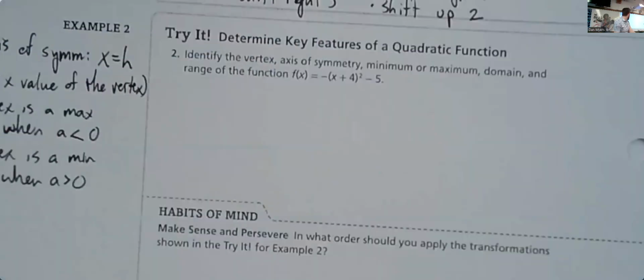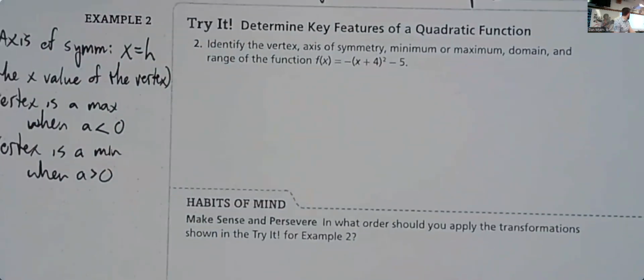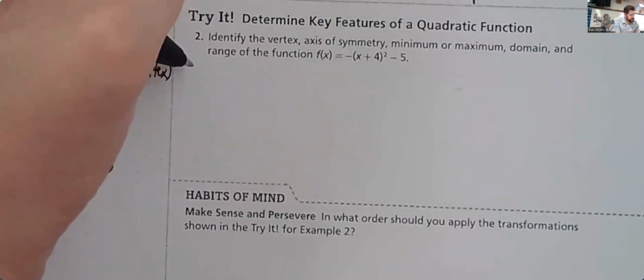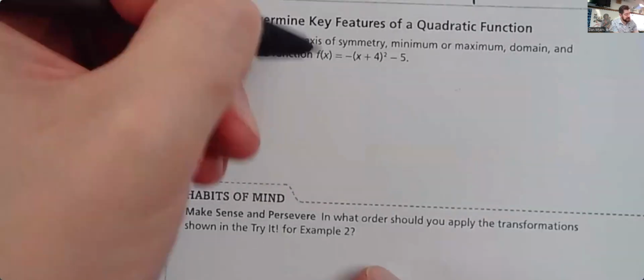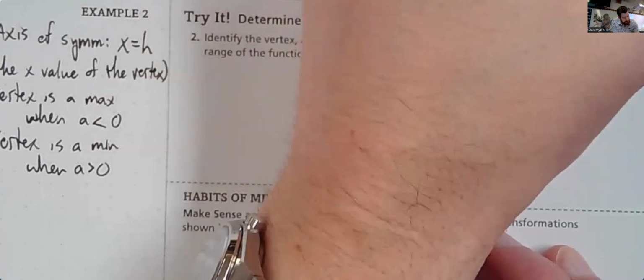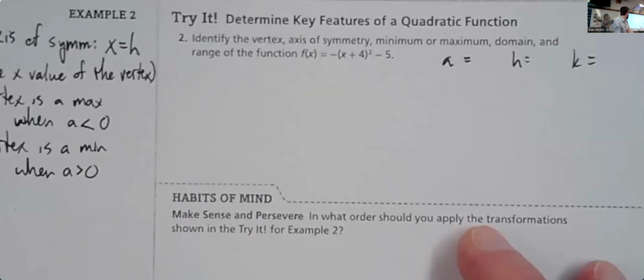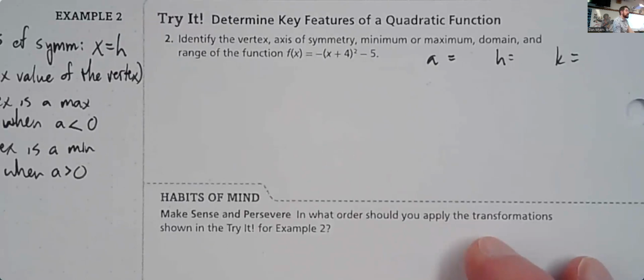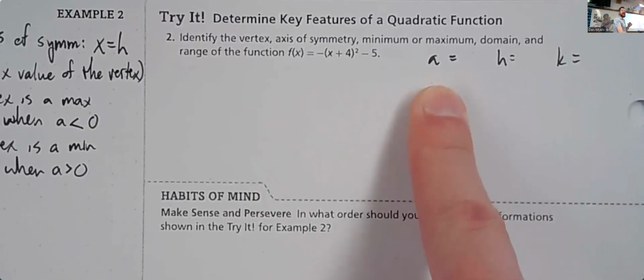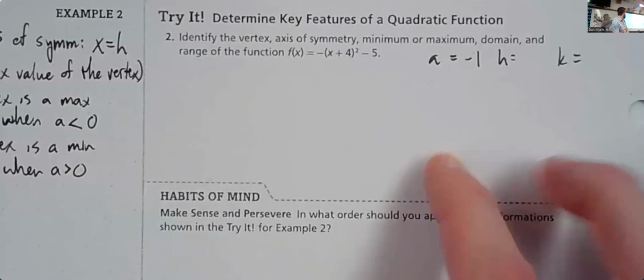However, on example 2, let's talk about this one real quick. Identify the vertex. So somebody tell me the vertex here of problem number 2. Actually, how about this? Let's write A equals, let's write H equals, and let's write K equals real quick, and then we'll figure out those things. So what's the value of A here? A is -1, good. So our value of A is -1.